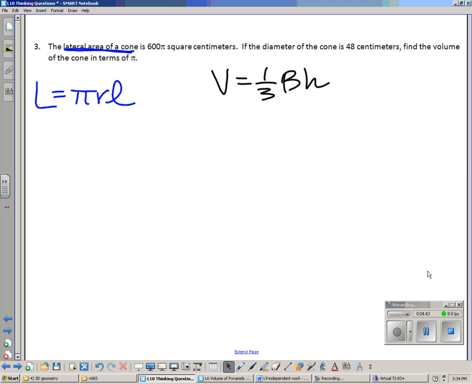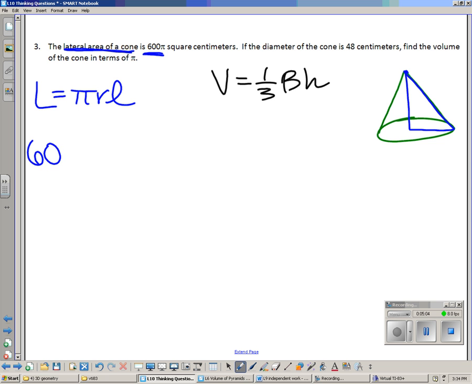Okay. The other thing that you need to do with a cone is you absolutely positively need to draw the cone. So a picture of a cone on the side of your paper, and you draw that magic right triangle in the middle. Okay? So let's work with what they gave us first. They said the lateral area of a cone was 600 pi. So I'm going to work with the lateral area formula first.